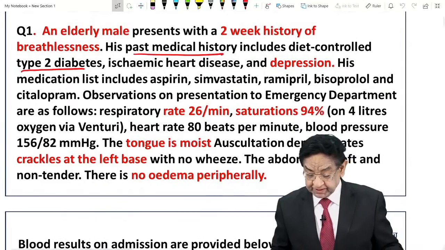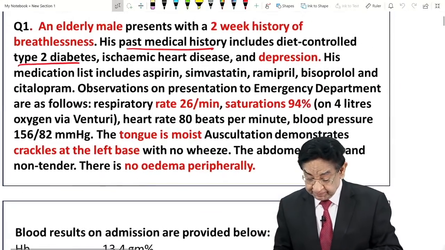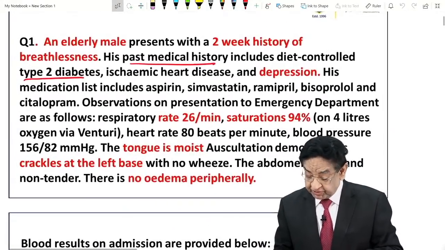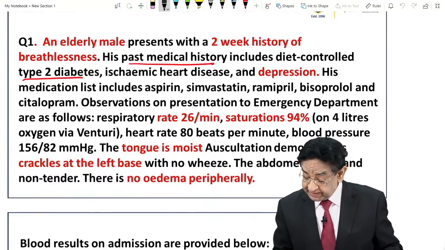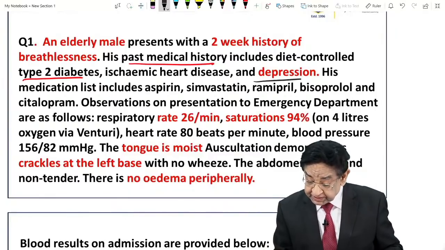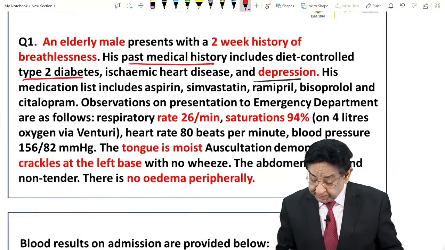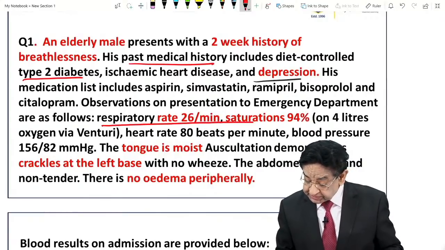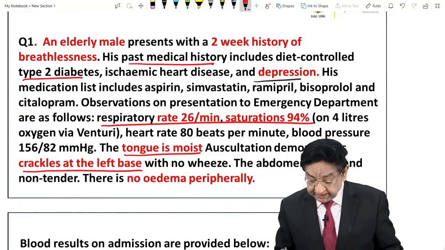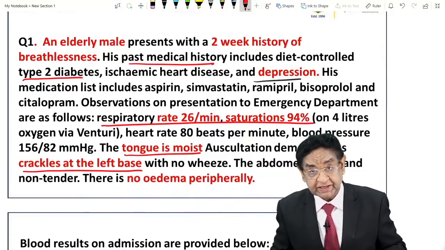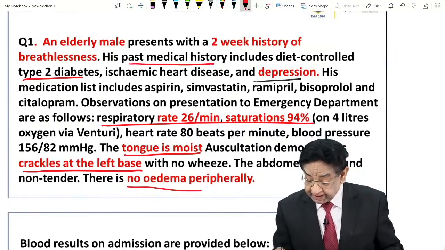Question number 1. We have an elderly male who has a history of breathlessness for the last 2 weeks. Past medical history includes type 2 diabetes, depression, ischemic heart disease. At the moment respiratory rate is 26, saturation is 94, and the tongue is moist. There are some crackles at the lung base on auscultation. There is no peripheral edema.